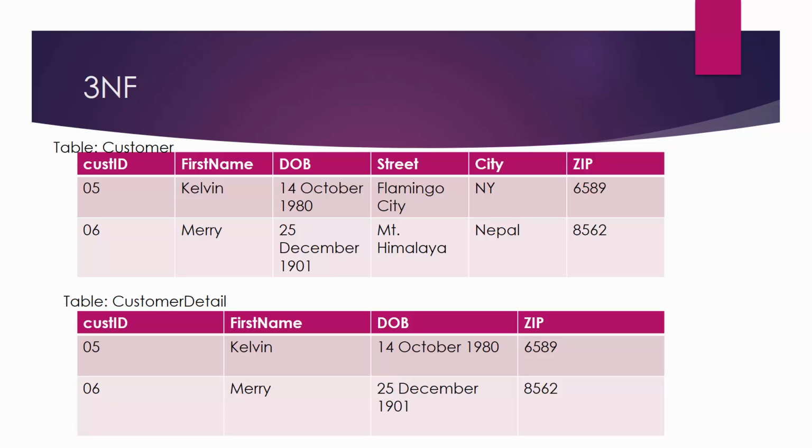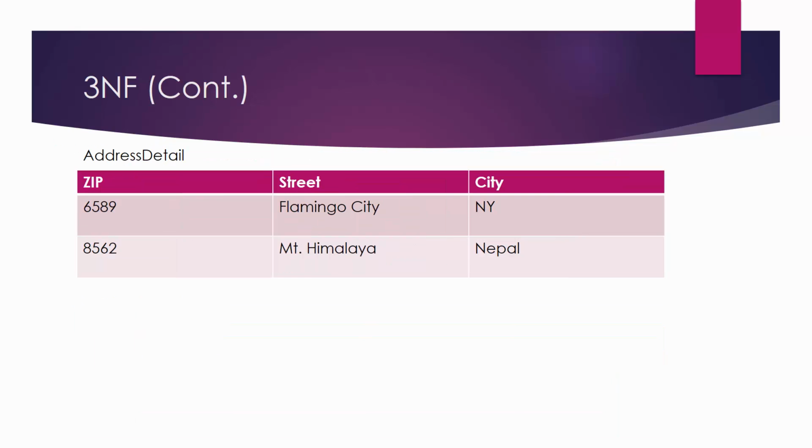So this is my customer table that I transformed from the first one. From the customer ID, I created a new table named customer detail, and the address detail.